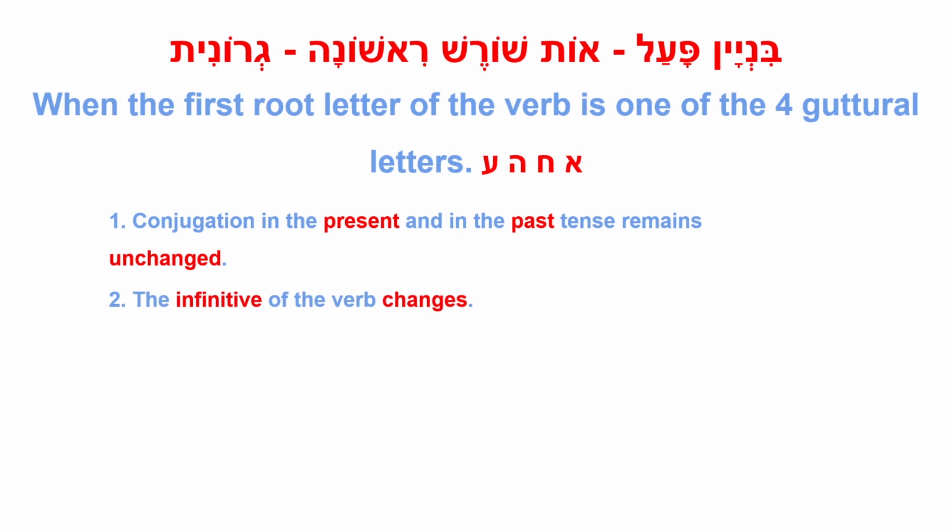So we had regular Paal verbs like lilmod, livdok, liskor, lilbosh, lichtov. This is the regular pattern for Paal verbs. And we had the first guttural letters like Ein, Chet, Aleph, and the infinitive changes from the pattern lilmod, livdok to la'azor, la'avod when the Ein is the first letter, and le'echol when the Aleph is the first root letter, and lachzor when the Chet is the first root letter.